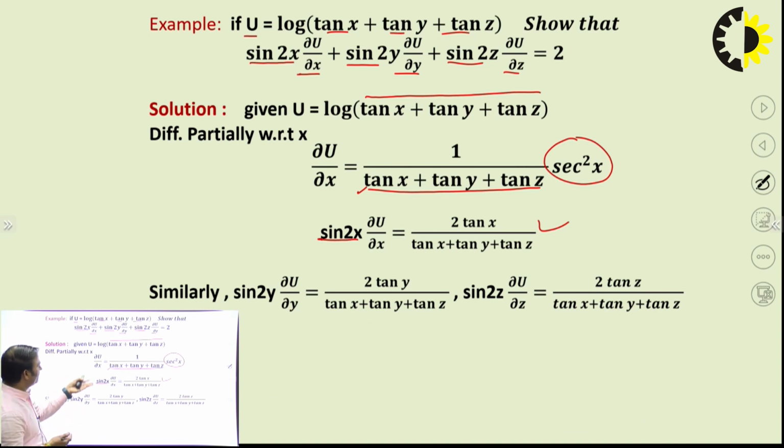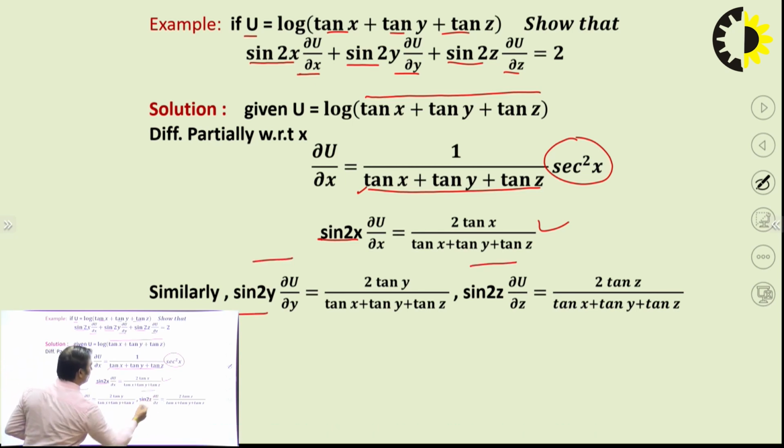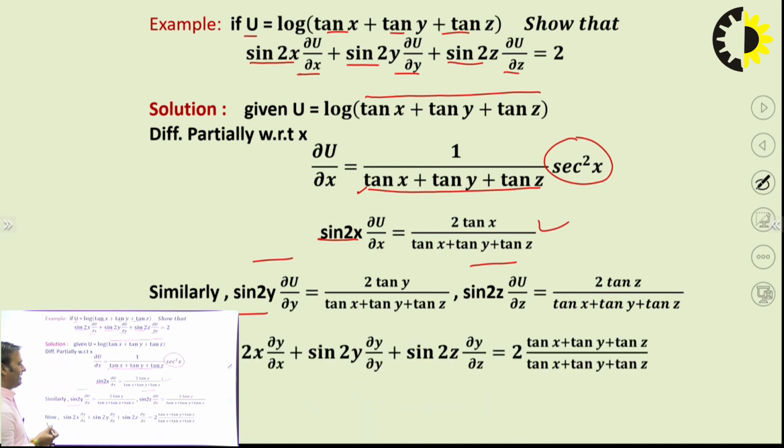Now, because it is very simple, student, to understand, we can operate the similar way, right? We can have the sine 2y del u by del y. We can have the sine 2z with del u by del z. And finally, if we are going to add them, we can say this is twice of tan x plus tan y plus tan z divided by the same one. So it can be cancelled over, and finally we got the answer. It was again a very important question. Moving further. Yes, this is 2.